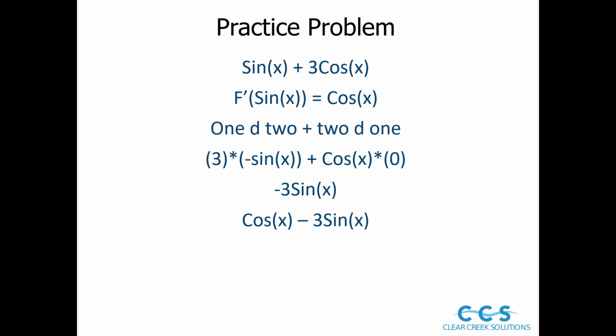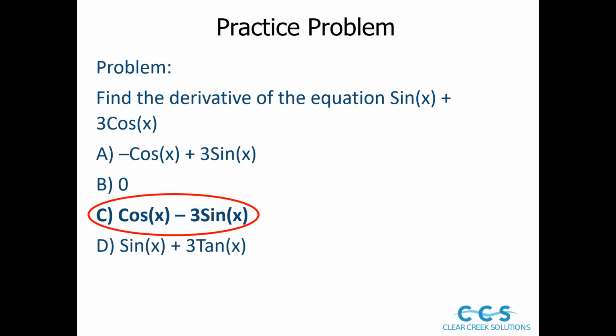So how do we do that? The first term was 3 times the derivative of cosine, which is negative sine x, plus cosine x, which is the second term, times the derivative of the first term. And remember, the derivative of a constant like 3 is just going to equal 0. So that second term goes away, and we just end up with negative 3 sine x. So our final answer will be cosine x minus 3 sine x. So the answer here will be C for find the derivative of the equation sine x plus 3 cosine x.